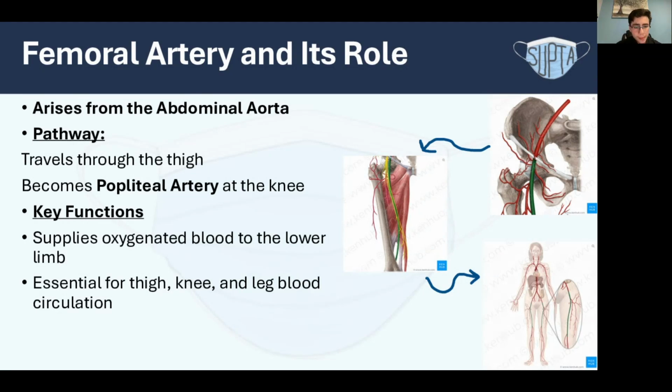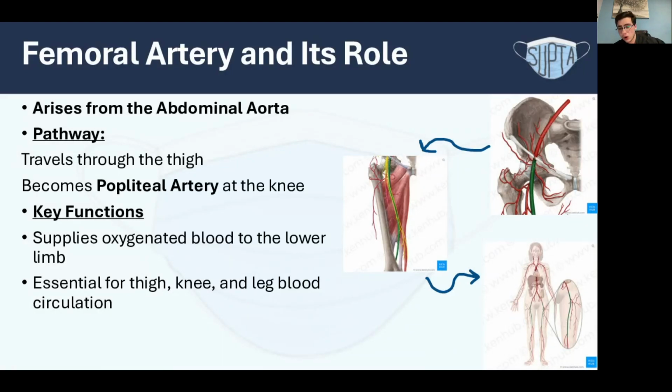And so I just need to talk about the way it comes about and becomes the femoral artery. If you look at this picture, all the way down, obviously you can see the descending aorta. The descending aorta, once it crosses the diaphragm, becomes the abdominal aorta. And then the abdominal aorta eventually bifurcates into the common iliac arteries.